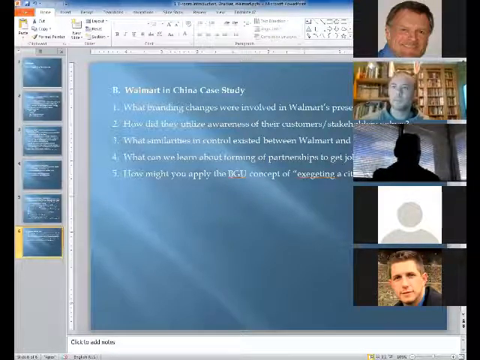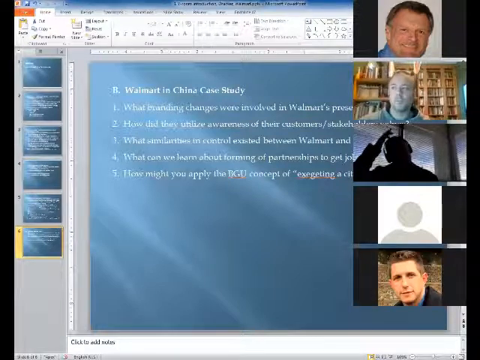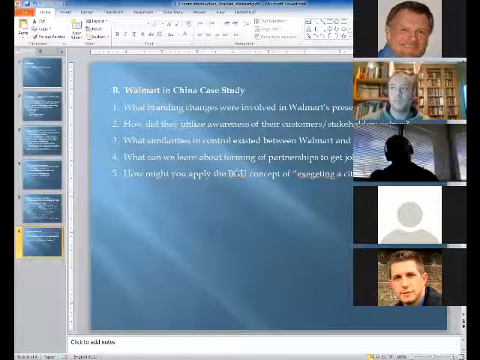Think about how they approached putting forth their goods, displaying their goods, which would be very different than what we do here, say, in the United States.